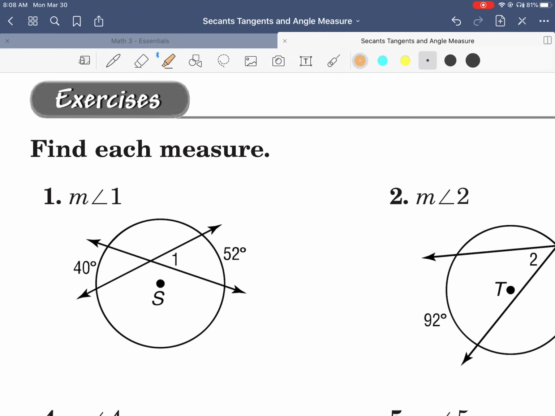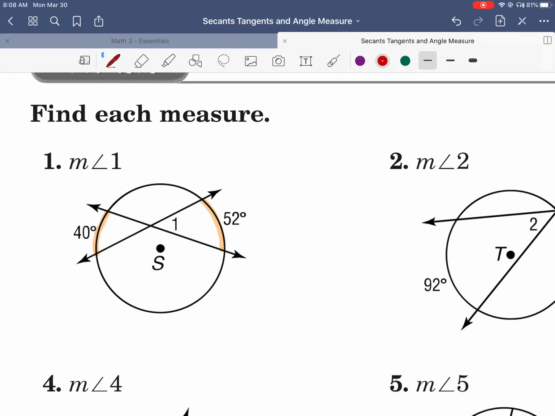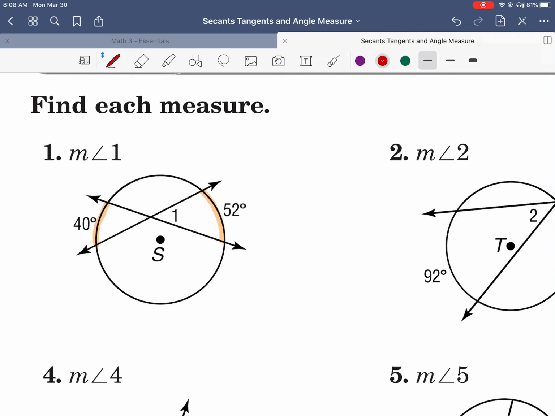So if we're trying to find angle 1, we're going to look at the two arcs that are created by these two lines. They are 40 and 52. Since the angle is inside, it's going to be half the sum. So half of 52 plus 40. To figure that out, we're going to add 52 plus 40, which is 92. Half of 92 is 46. So angle 1 is 46 degrees.